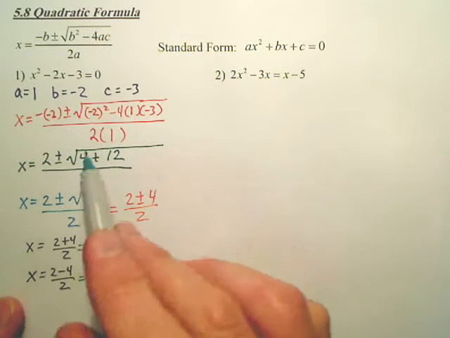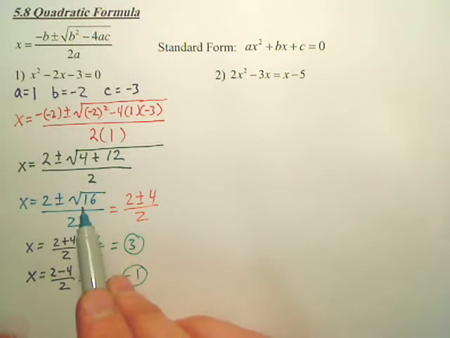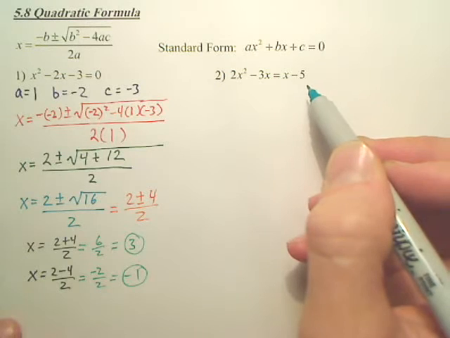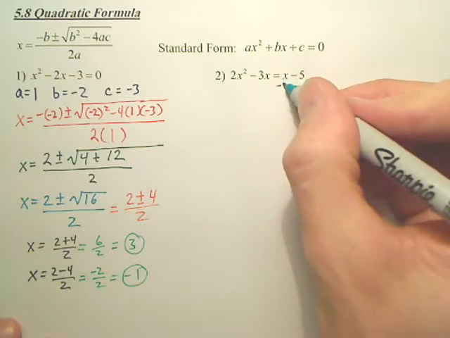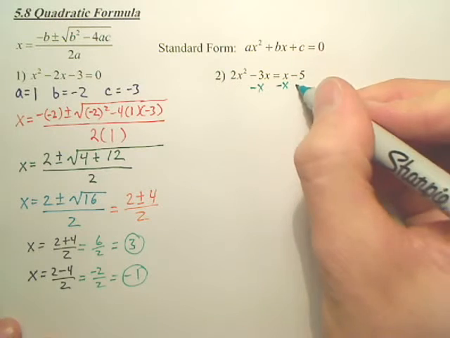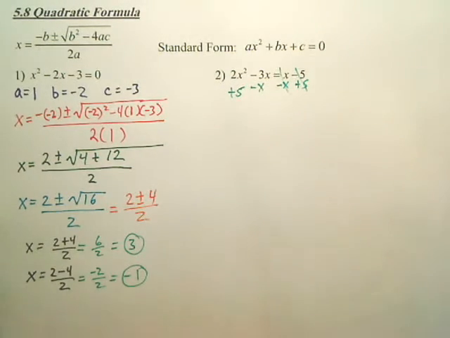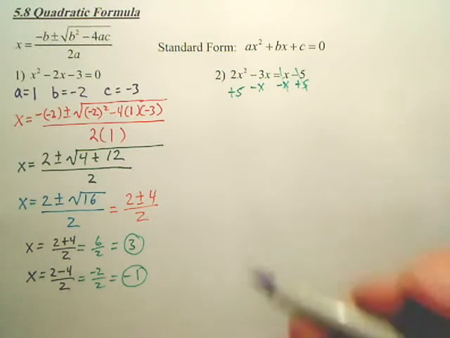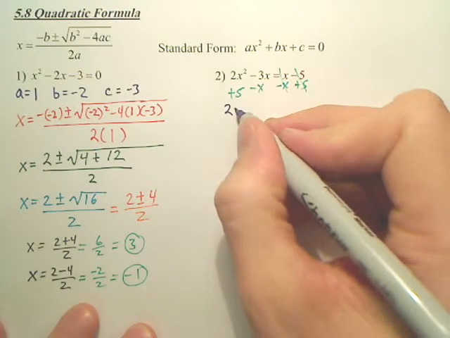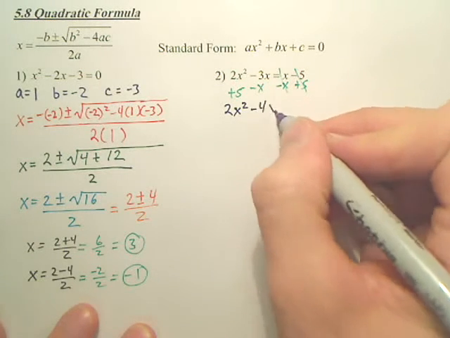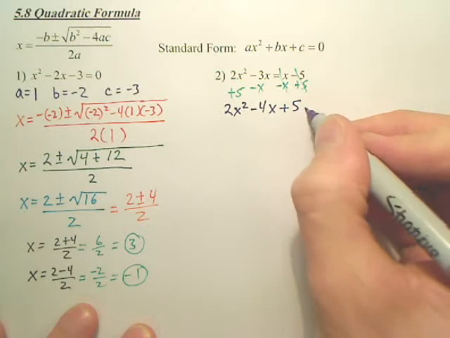Okay. Plug everything in. When you get to the square root, simplify it if you can. In this particular one, you could simplify it. You got 2 answers. Number 2 here. Is it in standard form? No. So what we need to do is we first need to minus this x over and add this 5 over somewhere over here. When we do that, we now have 2x squared, and then a negative 3 and a negative 1 is negative 4x, and this 5 just adds on the end.